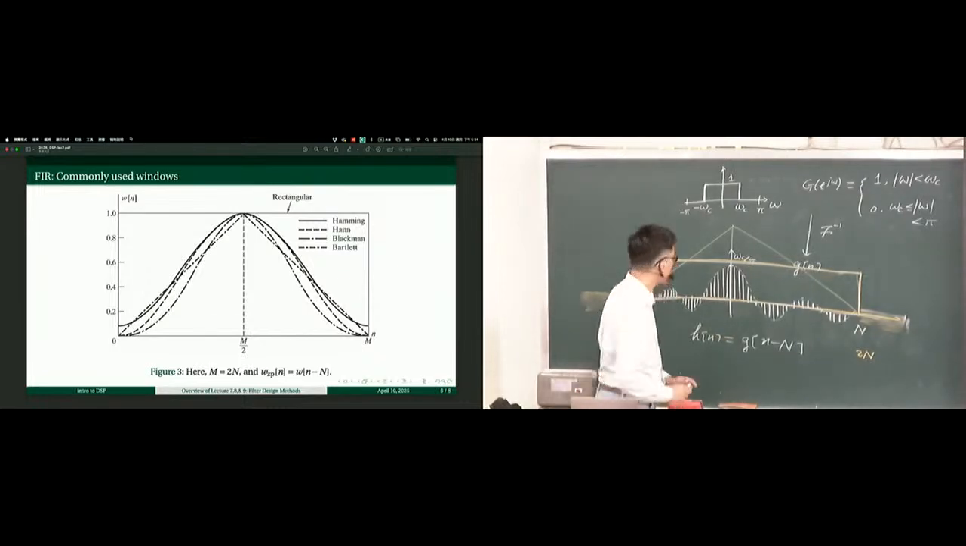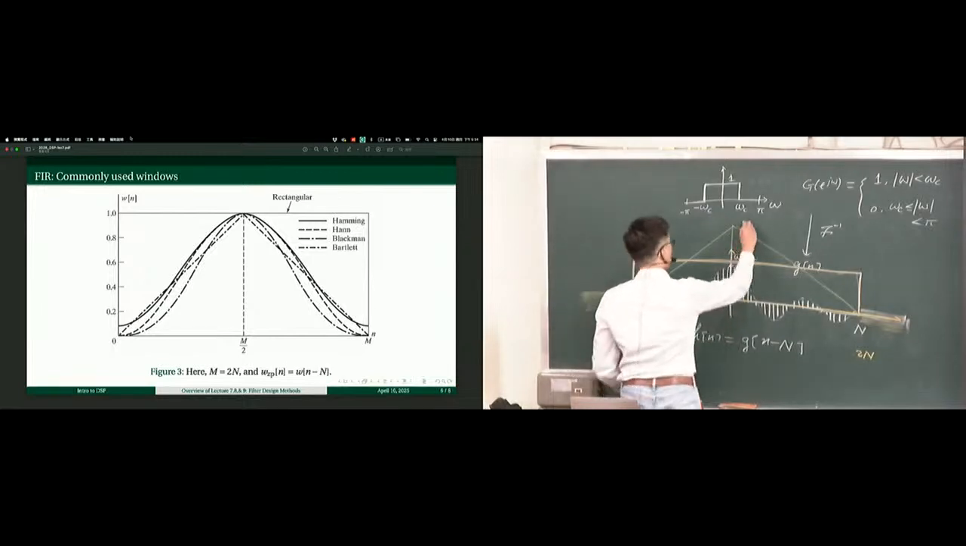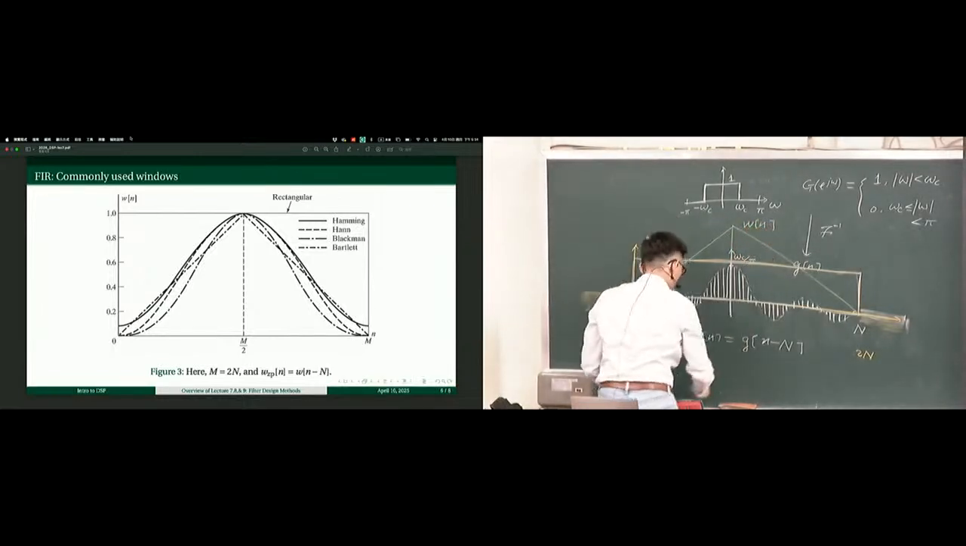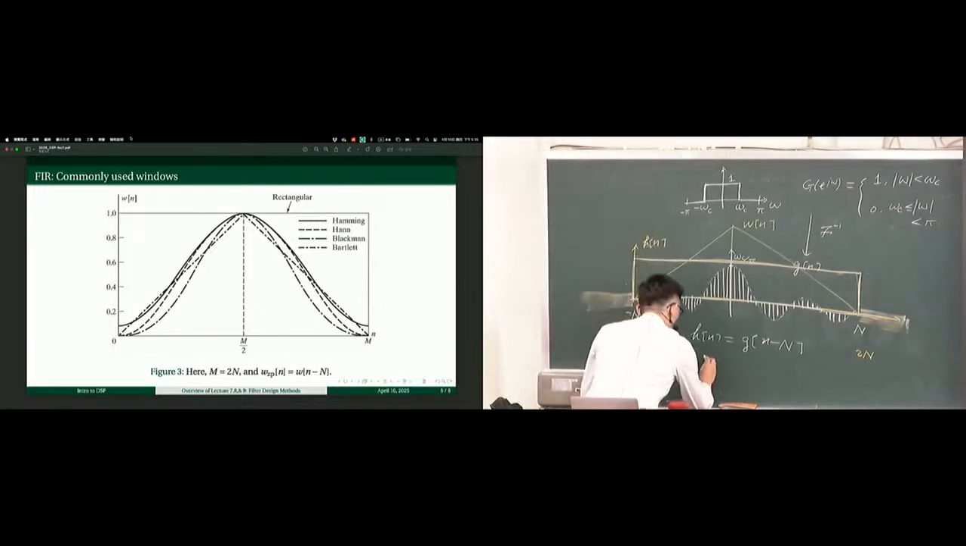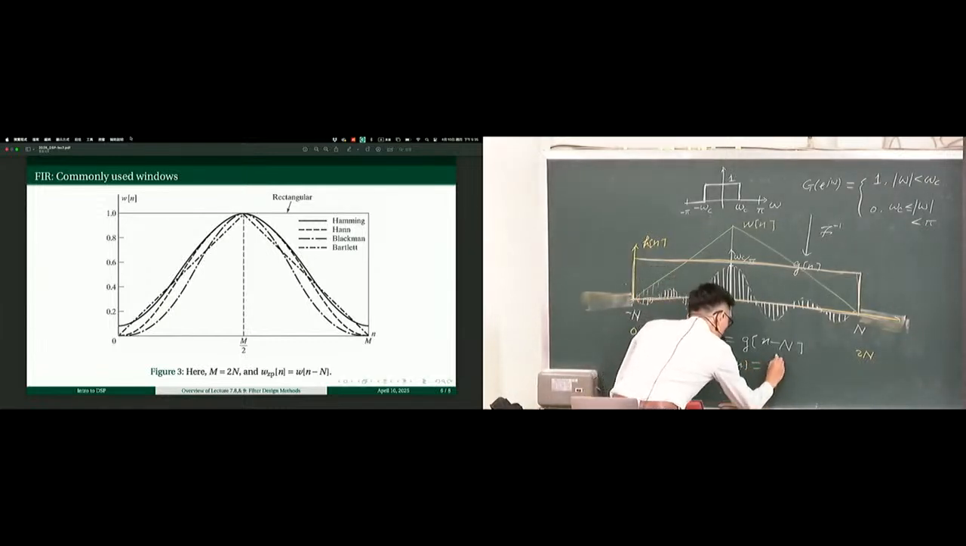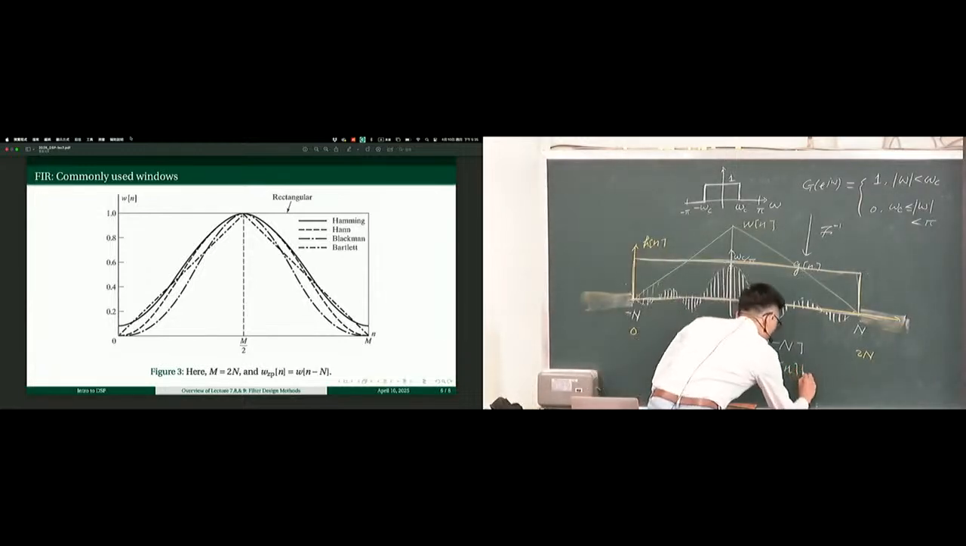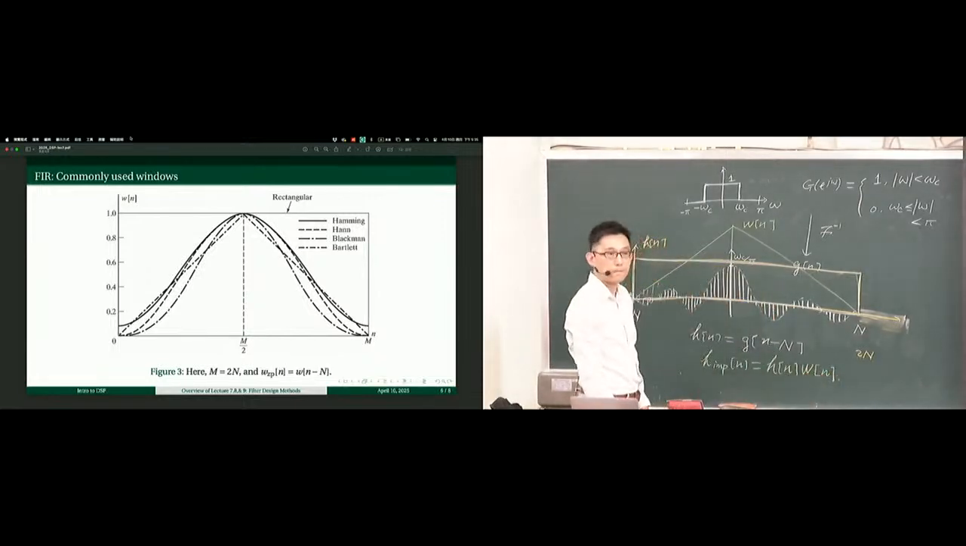Then, if this is your w of n, your final improved design might be h improved of n equals this naive design, h of n, simply by truncation, times a shaping function, w of n, which has the same length. You can try that.